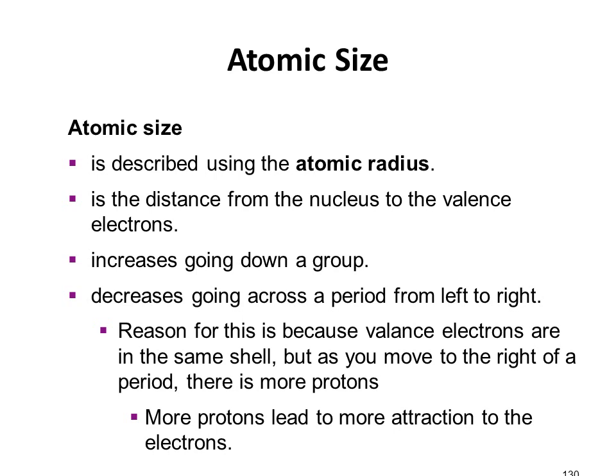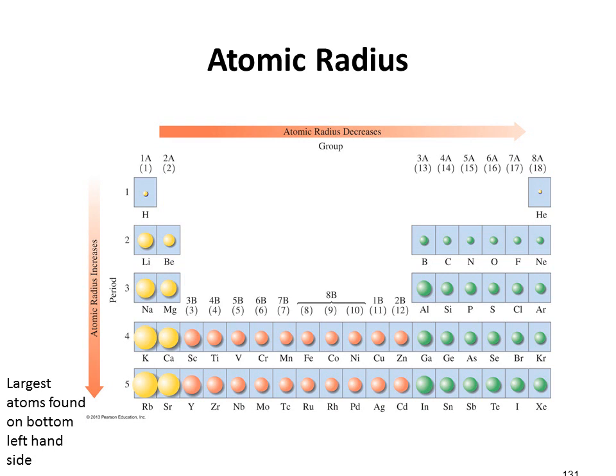Since there are more protons on the right-hand side of the periodic table, those atoms have a smaller radius or a smaller size. And since there are fewer protons on the left-hand side, there's less attraction, and so they are going to be greater in size. That's what you see here. So the largest atoms are found on the bottom left-hand side of the periodic table.